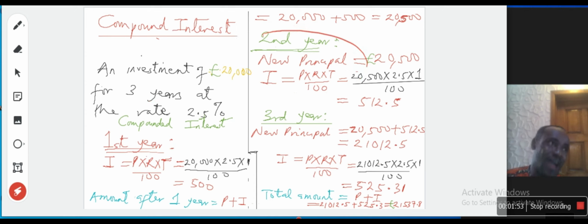But if you wanted it to run for the whole 3 years, that means you're going to reinvest it for another year, which is the second year. Now, what are you reinvesting? 20,500, because you did not collect anything from them. That's why the new principal now will be 20,500, no longer the 20,000 you put in.